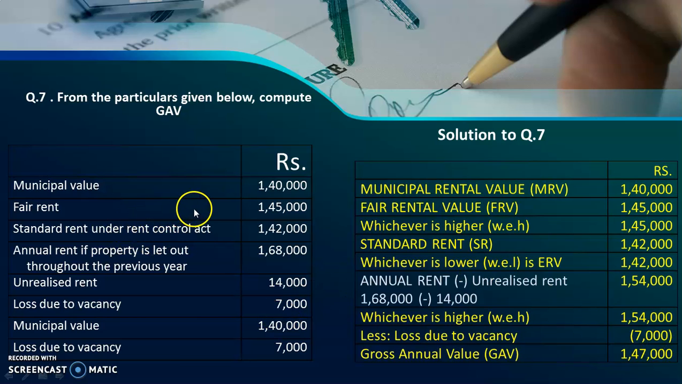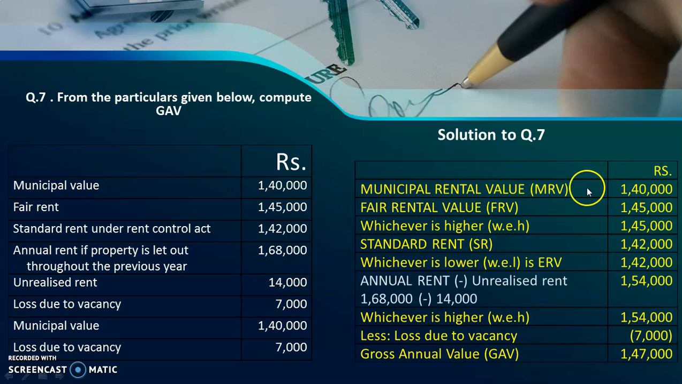Question number 7. MRV, FRV, standard rent is given. Annual rent if the property is let out throughout the previous year is 1,68,000. So here they said the annual rent for the property is 1,68,000, provided it is let out for the entire period. So this is actually the annual rent, or we can say this is the actual rent. Unrealized rent is there. If unrealized rent is there, what are we supposed to do? This is to be reduced from the annual rent, and then we have to compare. And not only the unrealized rent, the loss due to vacancy is also given in the question. Loss due to vacancy is 7,000.